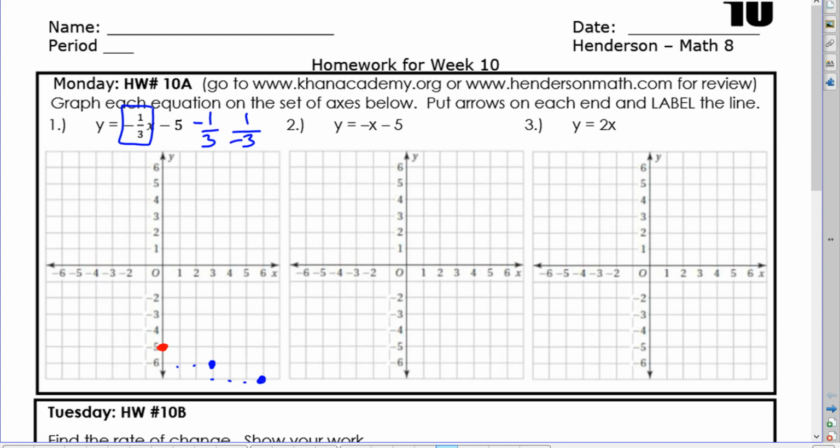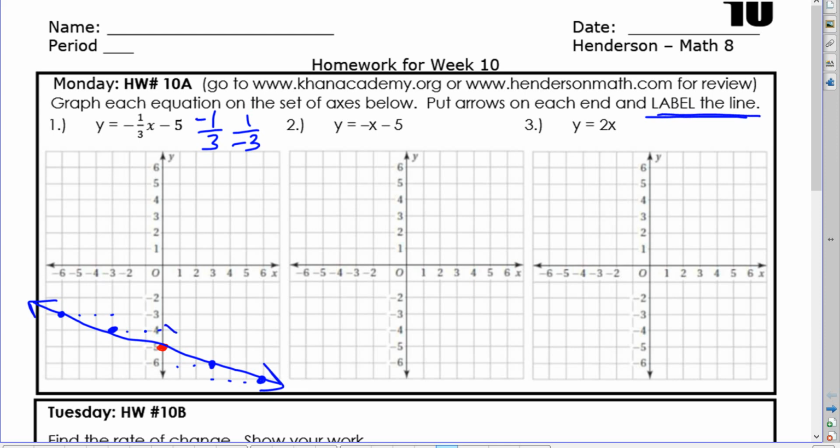So the first time when I used it, I used the negative sign with the 1. The second time I use it, I'm going to use the negative sign with a 3. So that means I'm going to rise positive 1, but I'm going to run 3 to the left, or negative 3. So rise 1, run negative 3. And now I can stretch from one edge of the graph all the way to the other and put arrows on both ends, and this says label the line.